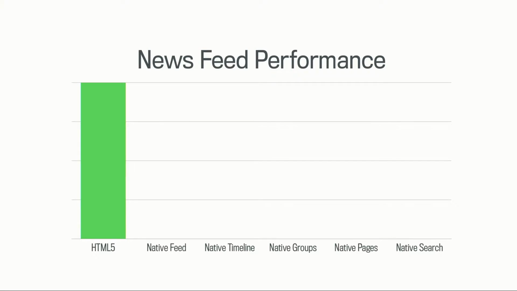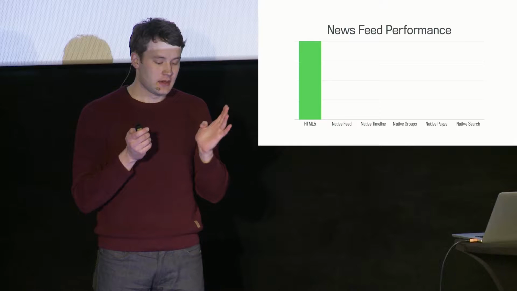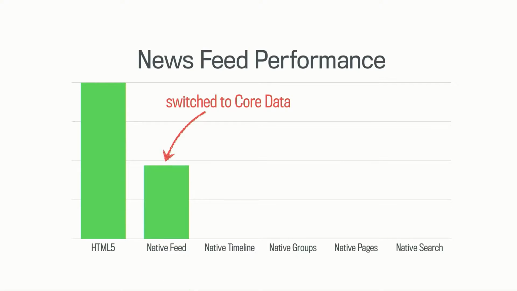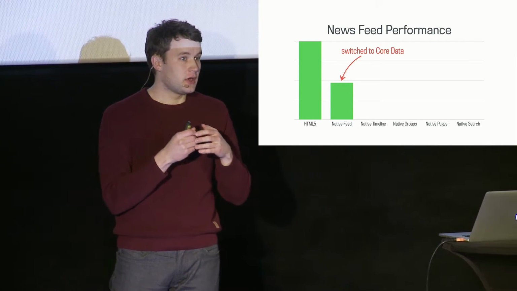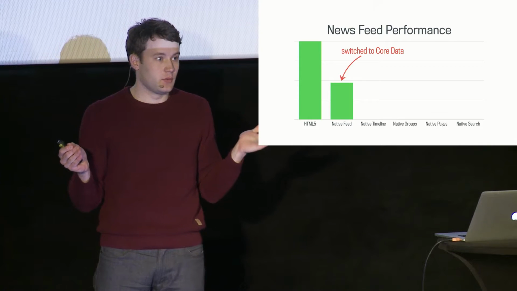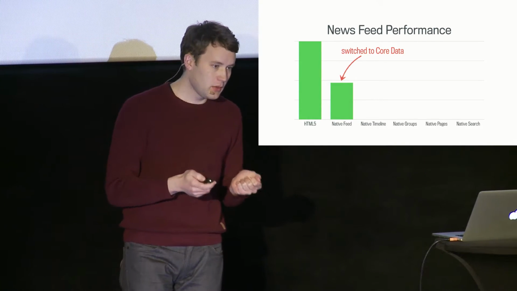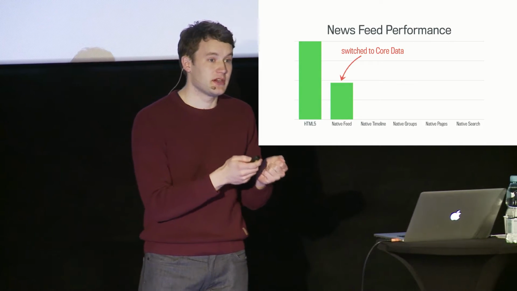So at first, Core Data worked out great for us at Facebook. When we rewrote from HTML5 into native code backed by Core Data, Feed was almost twice as fast. Users saw a lot more stories because they didn't have to wait for that loading spinner with HTML5. And so obviously we wanted to bring that same speed to other parts of the app.